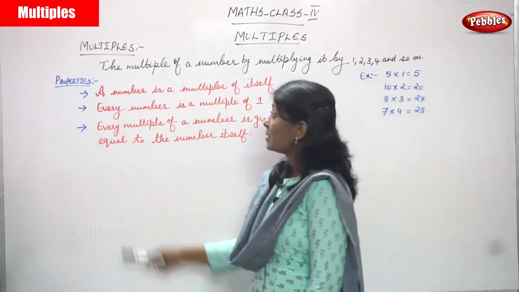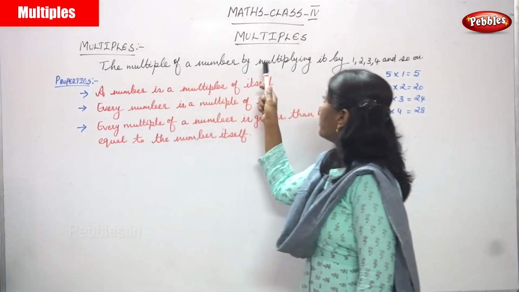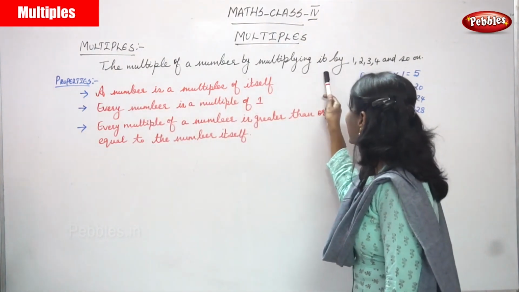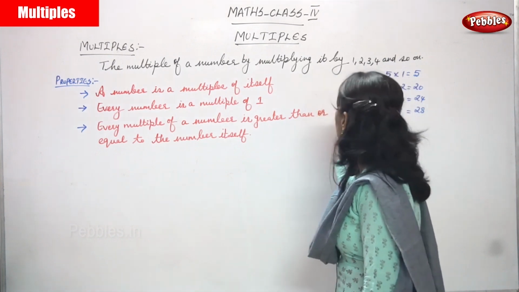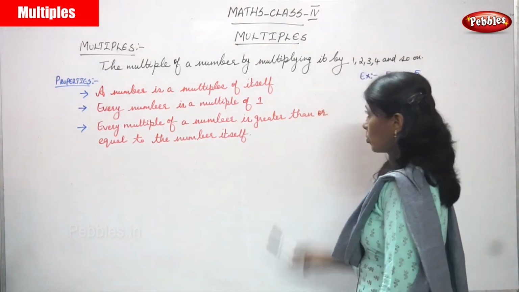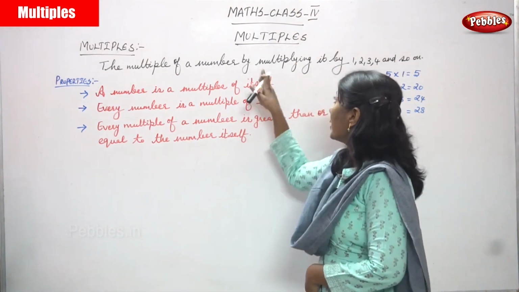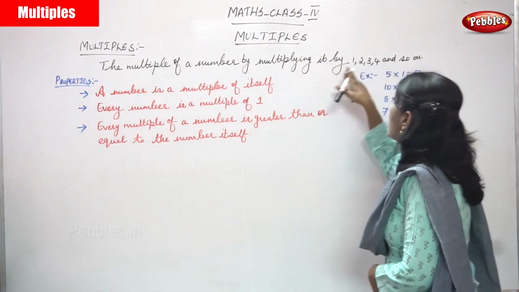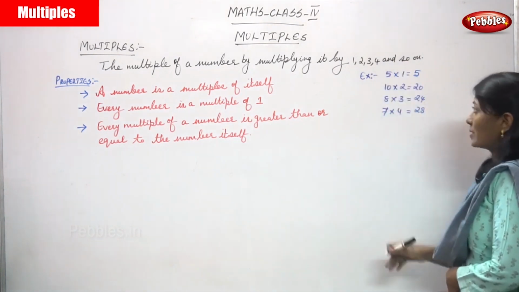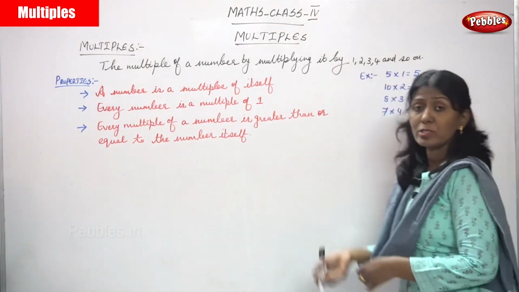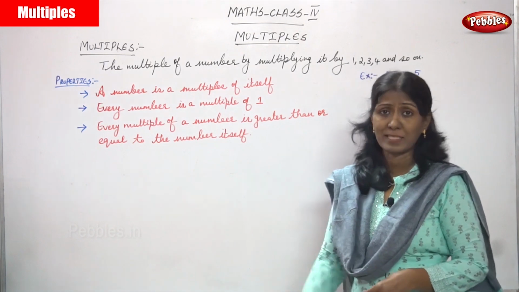I'll repeat once again. The multiples of a number are obtained by multiplying it by 1, 2, 3, 4 and so on. So what is the meaning of multiples? Multiples of a number are obtained by multiplying it by 1, 2, 3, 4 and so on. So this is the example. While I'm giving the example, you will understand the concept of multiples.